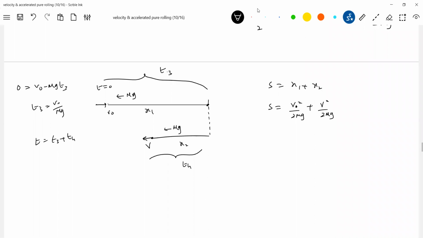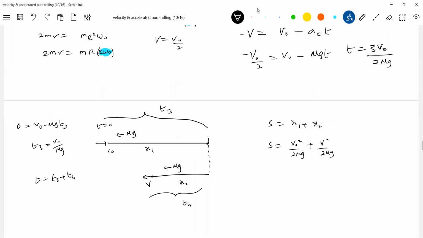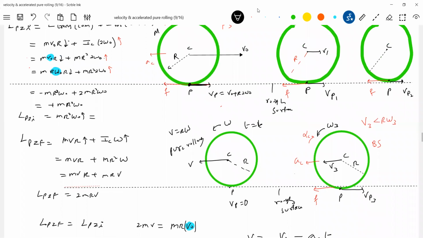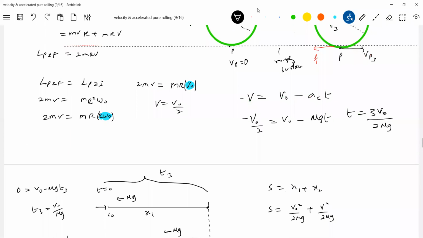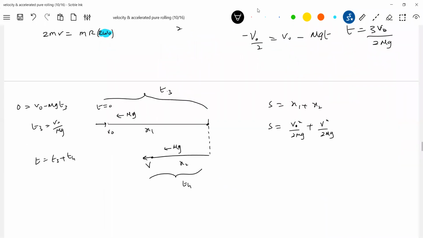Check it now. Will it attain pure rolling again at the initial point only, here only? If this distance is equal to this one, that is, if x1 equals x2, it will attain pure rolling at its initial point only. If x1 is greater than x2, before reaching its initial point, it will attain pure rolling. They may ask you all these things: total distance covered to attain pure rolling. First, it will move like this, then it comes back here, then attains pure rolling.